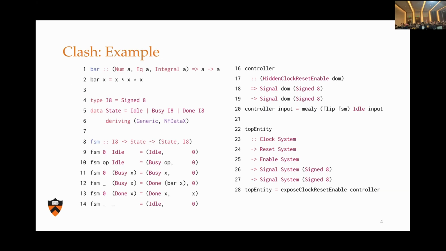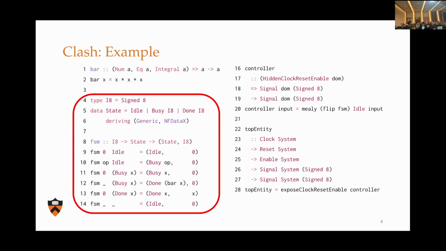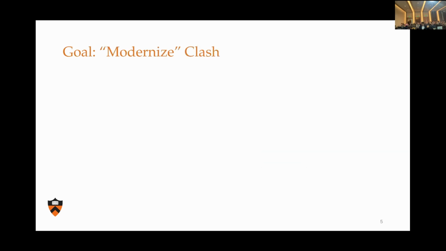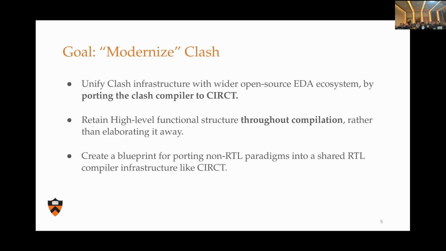First, this is what Clash looks like. As I mentioned, just Haskell. Here we can see a finite state machine being declared using an ADT and pattern matching. This is a really neat abstraction to have, and we would want to utilize this in Circuit to support languages like this. So our goal is to modernize Clash by basically porting it to Circuit.